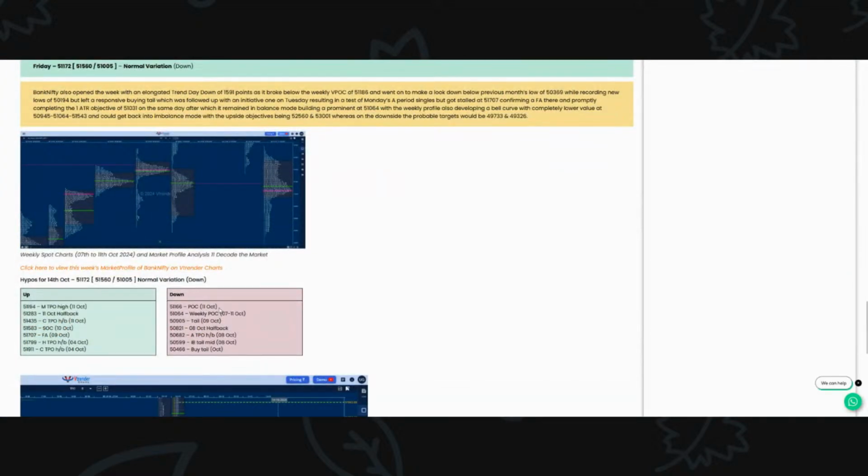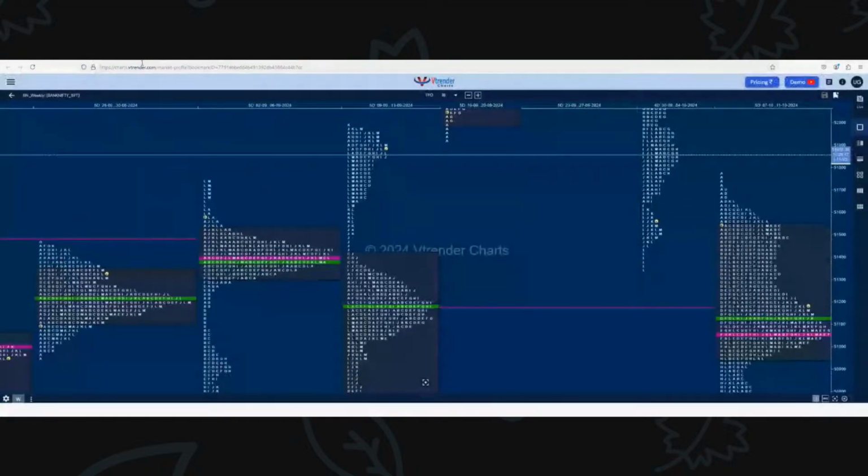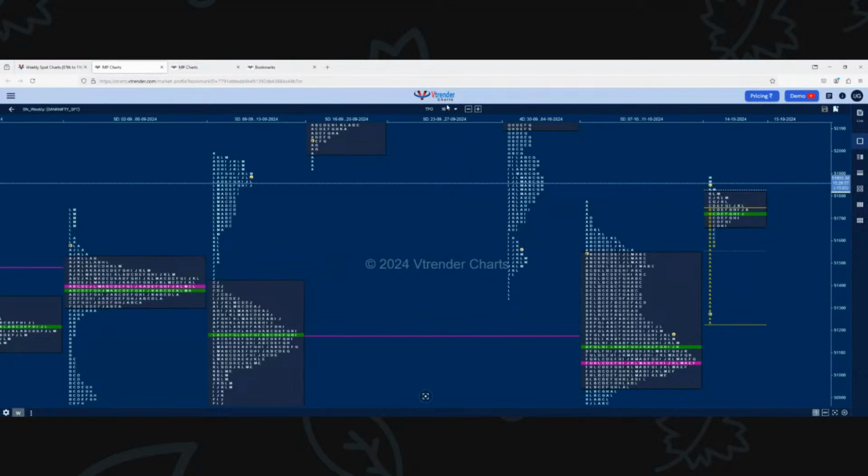On the downside, Friday's POC was the first hypo, and if we would have broken that prominent weekly POC, 51064 would have been our lower reference. But as we opened well above this and even above this 51194, which was our first reference on the upside to be bullish in Bank Nifty, let us see what we have done today. I'll again increase the TPO size.